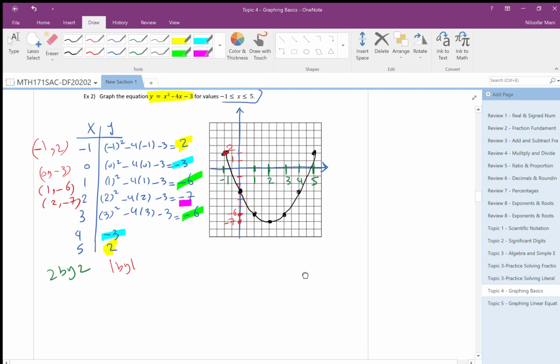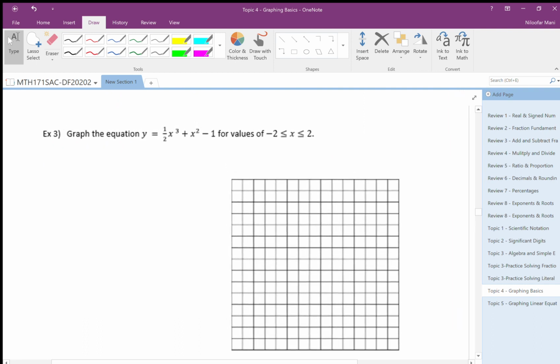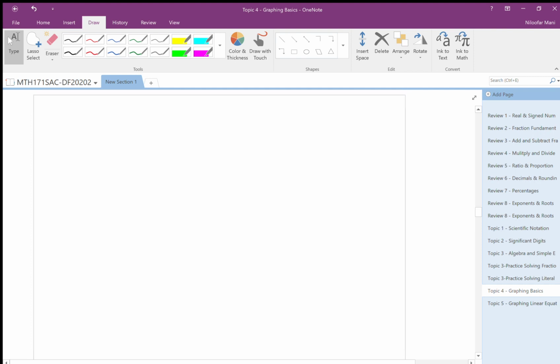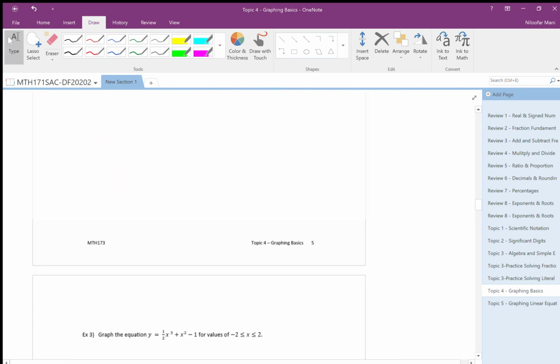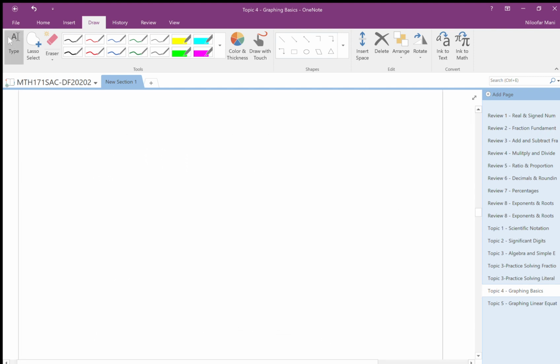Okay, so the next one is this. I'm not sure, something goes wrong when I zoom. I'm not sure if you can really see this.